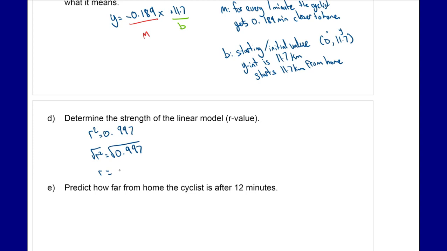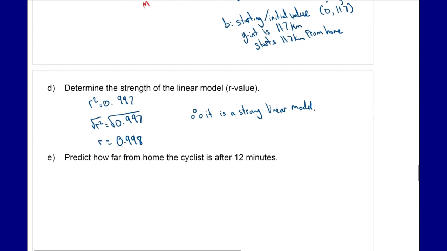We get even stronger, 0.998. So therefore, because that value is very close to 1, it is a strong linear model. It's a strong model. We should be able to make very good predictions because the r value is close to 1. So what we can do now is start making predictions.